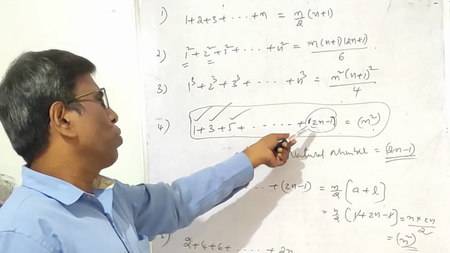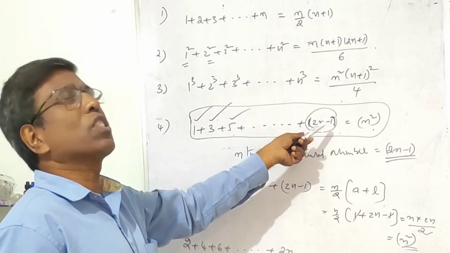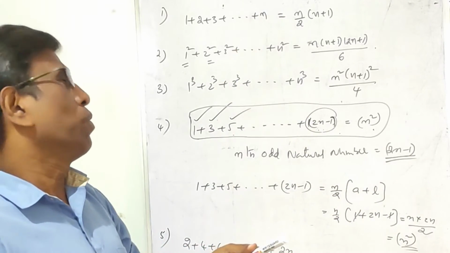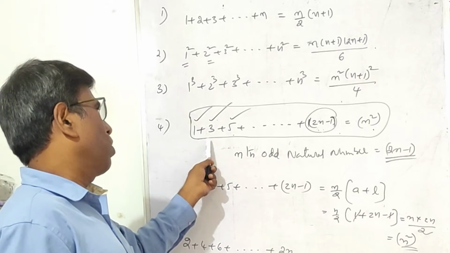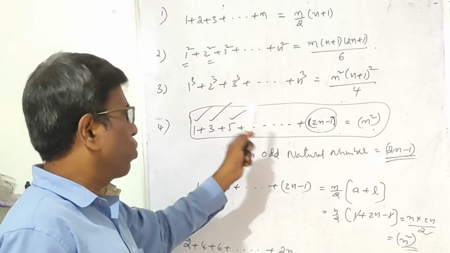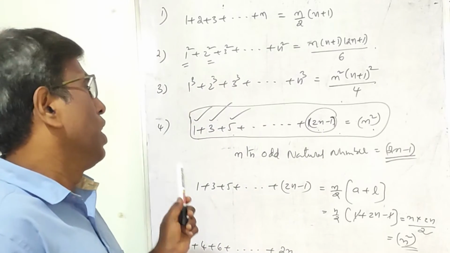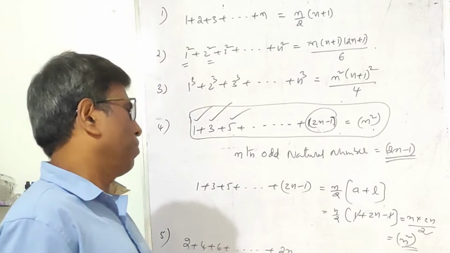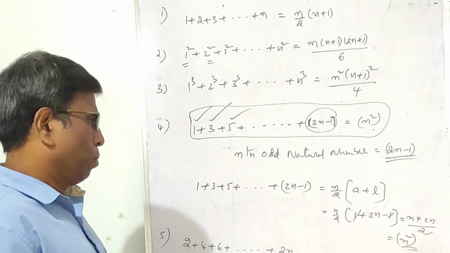Fourth, 1, 3, 5 and so on up to 2n minus 1. 2n minus 1 is the nth odd natural number. So 1 is the first odd natural number, 3 is the second odd natural number, and so on up to the nth odd natural number. This sum must be n squared. So this is the proof.